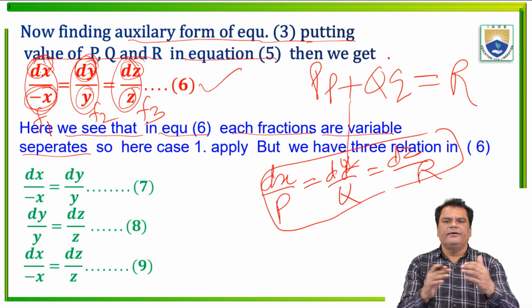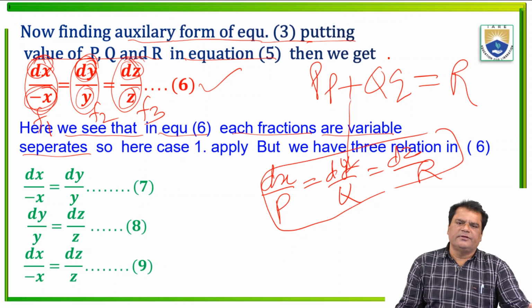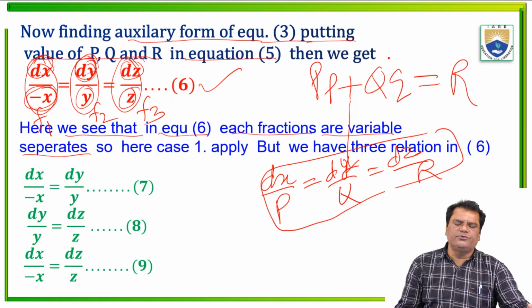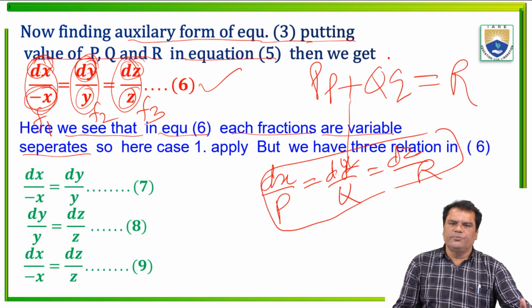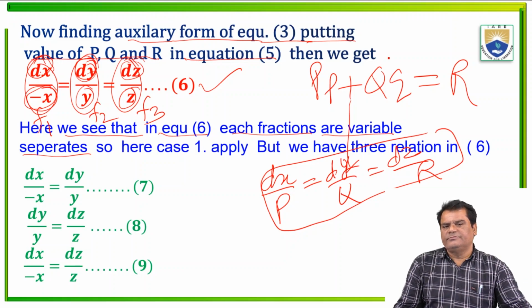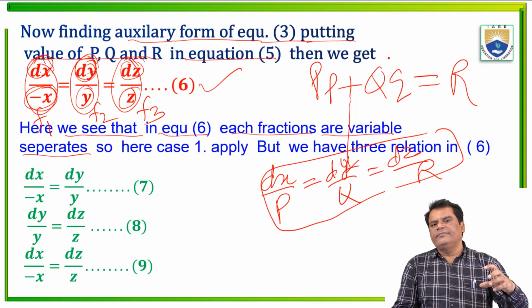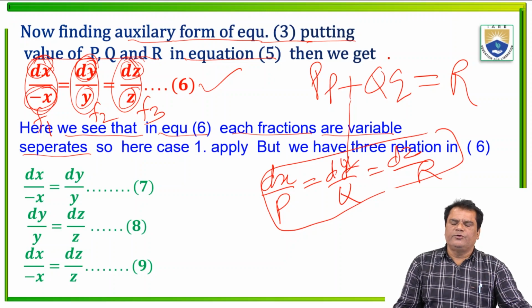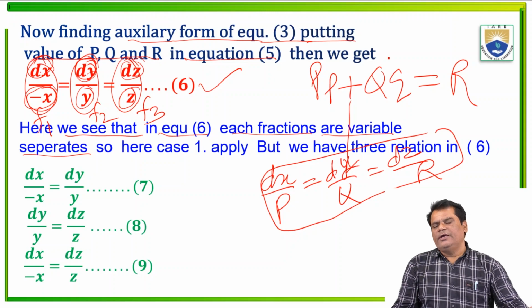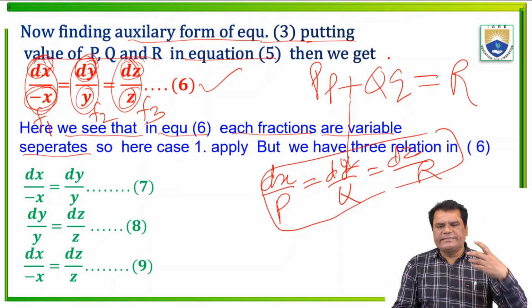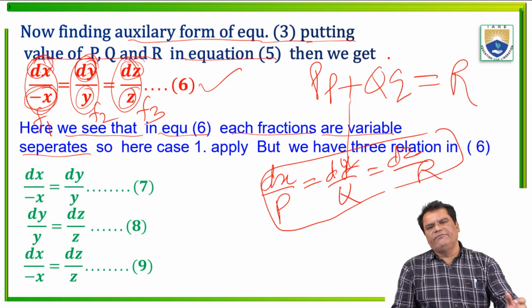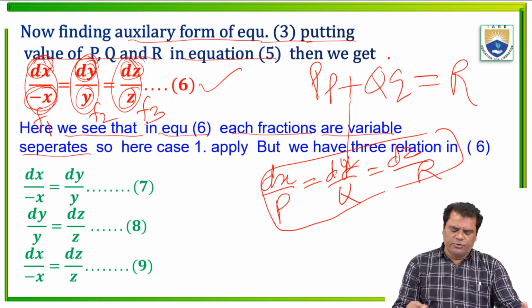So we are making relations between these fractions. First relation, fraction 1 equal to fraction 2. Second relation, fraction 2 equal to fraction 3. Third relation, fraction 3 equal to fraction 1. So we get 3 relations, and any 2 relations we will solve to find the solution. If we solve the first relation, we find the value of u, and when we solve any other second relation, we find the value of v. So the complete solution is u equal to f of v.